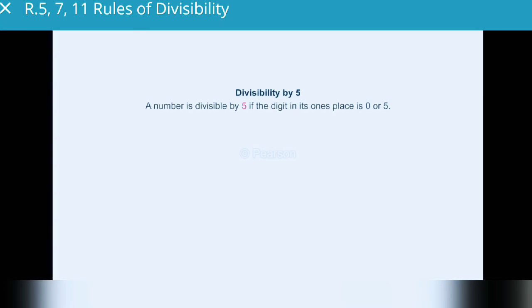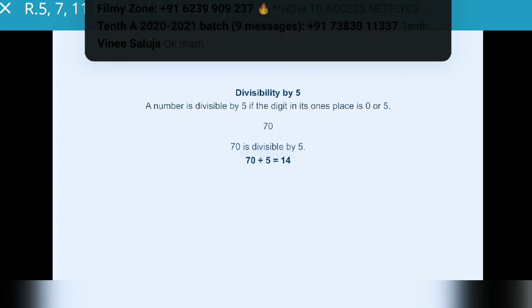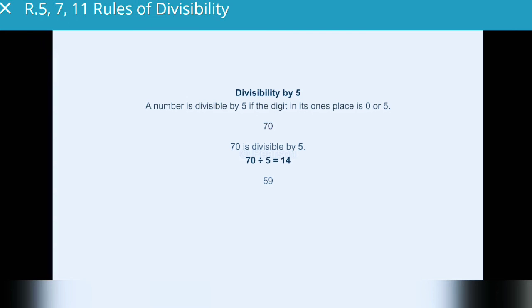A number is divisible by 5 if the digit in its ones place is 0 or 5. For example, take 70. The last digit is 0, so 70 is divisible by 5. Now take 59. Is it divisible by 5? No, the digit in the ones place is 9, so 59 is not divisible by 5.